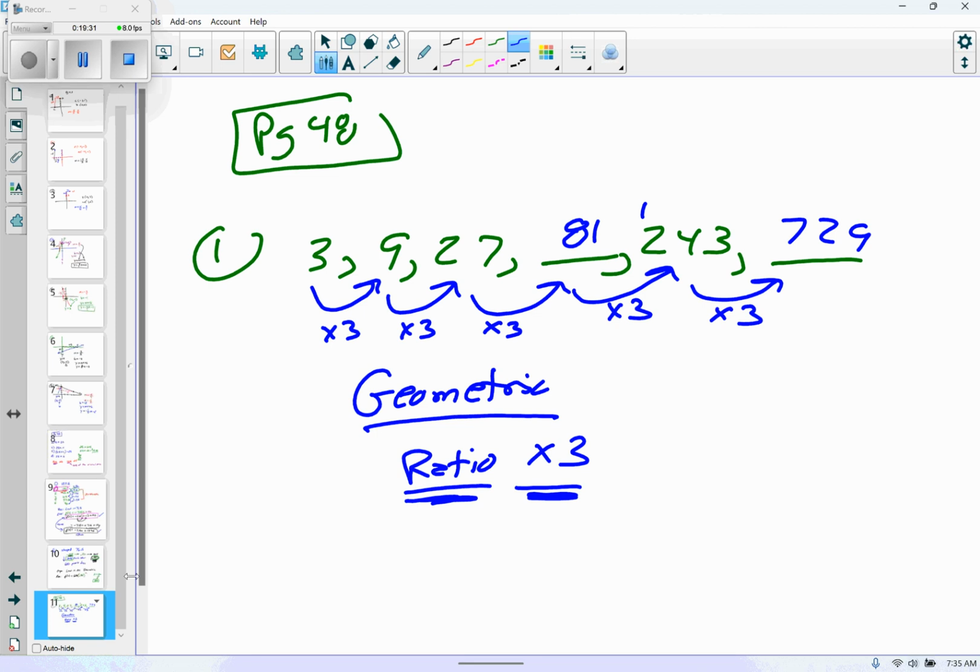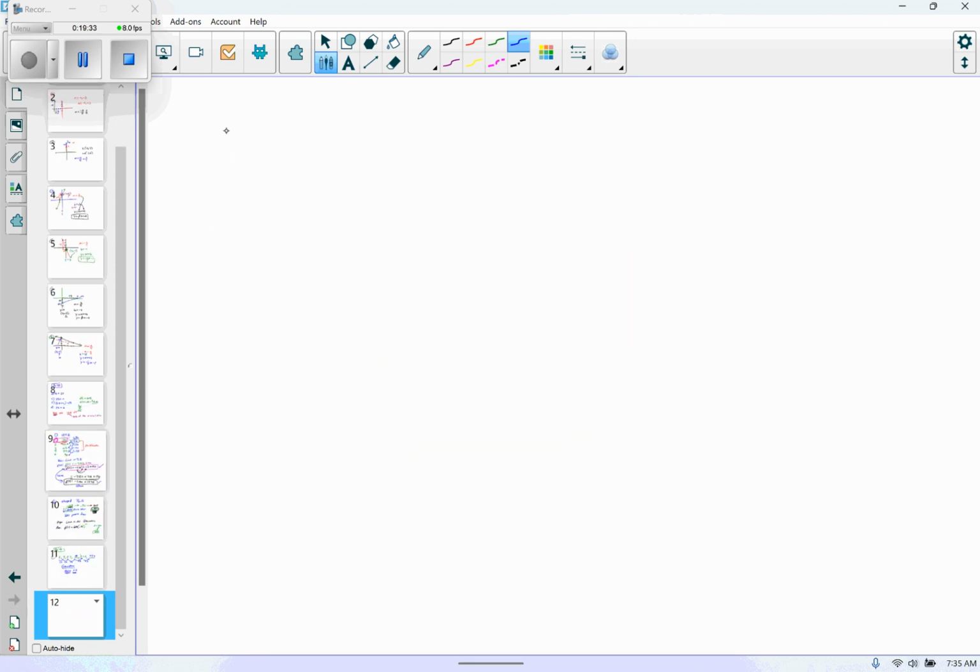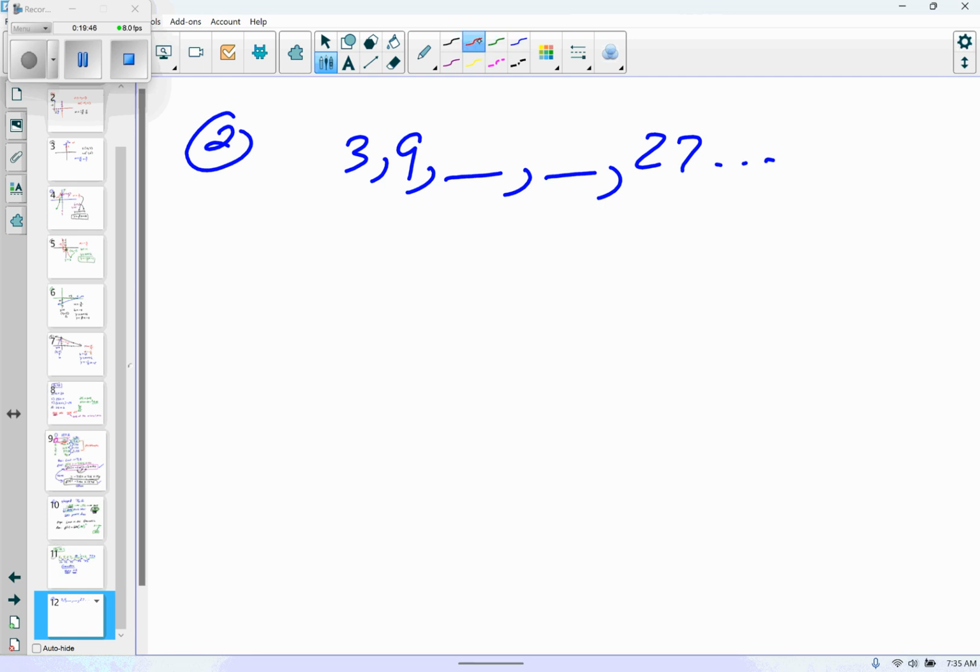Okay. If you look at problem number 2, on page 48, you have 3, 9, blank, blank, 27. And then they have the dots like it keeps going, which we kind of know. All right, so let's see here. What do you think is taking place here? If I go 3 times 3, that gives me 9. If I go times 3 here, I get 27. Well, 27 is over here, so it's not times 3.